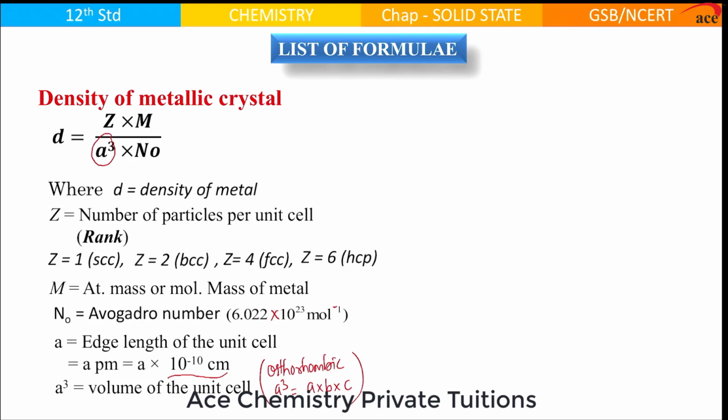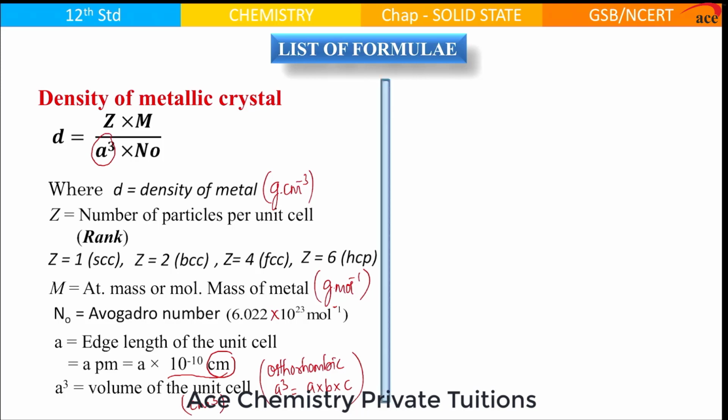So if you are doing the same numerical for orthorhombic, in place of a cube, you can write a, b and c. But whenever you are doing this numerical, take care: density of the metal should be in gram per centimeter cube, molar mass or atomic mass should be in gram per mole, and your a should be in centimeter, so that a cube comes out to be centimeter cube. That was for metallic crystal.